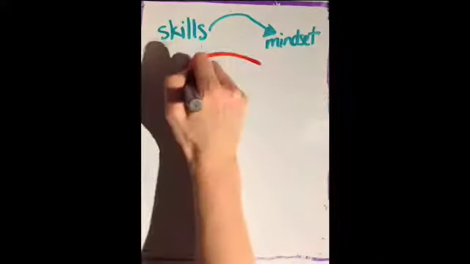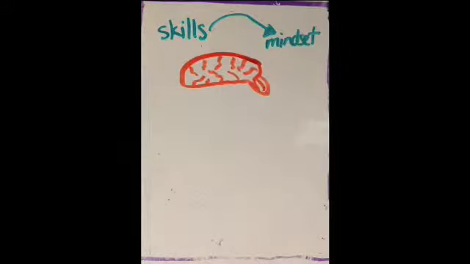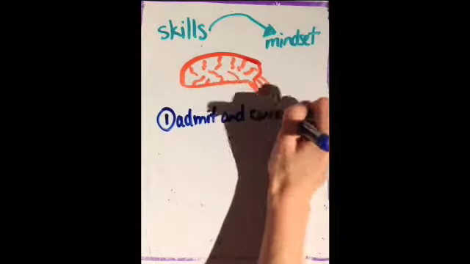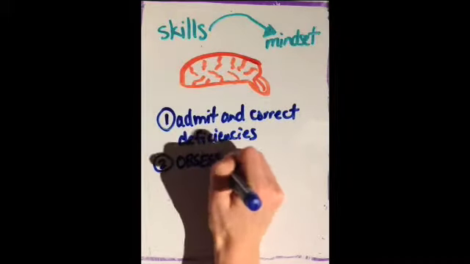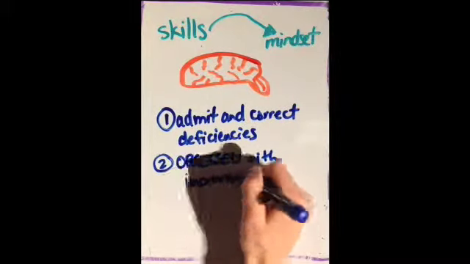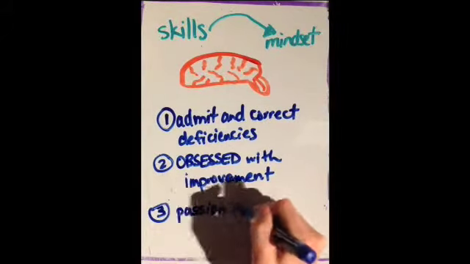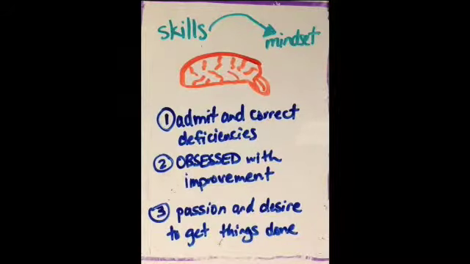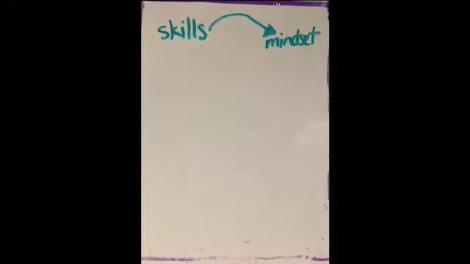Let's say that a professional development skill wasn't coming to me naturally. Having a growth mindset would mean that I wasn't phased, but further motivated, seeing the rich learning opportunity ahead. Having a growth mindset is all about believing your brain can improve and you can become better and smarter at things. People with growth mindsets admit and correct deficiencies. They're obsessed with improvement, and they have a passion and desire to get things done, which to me sounds a whole lot more meaningful and rich than simply wanting to develop some professional development delivery skills.